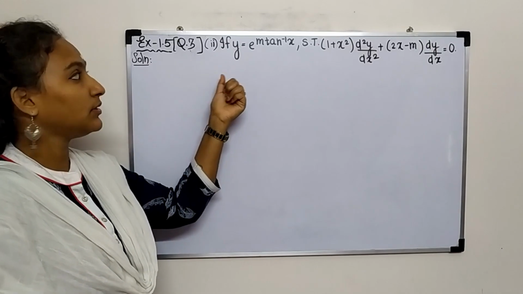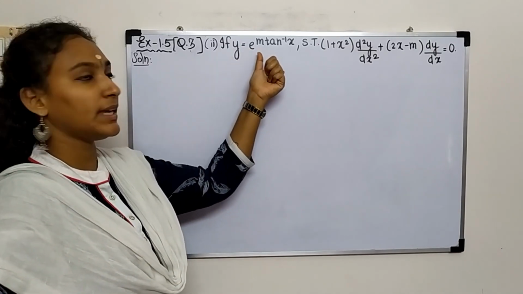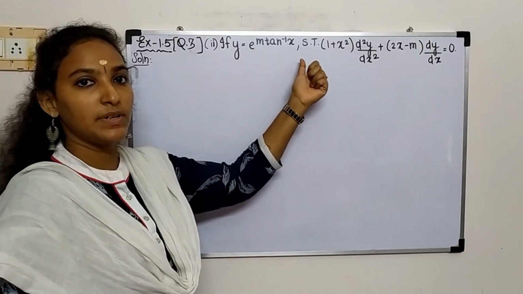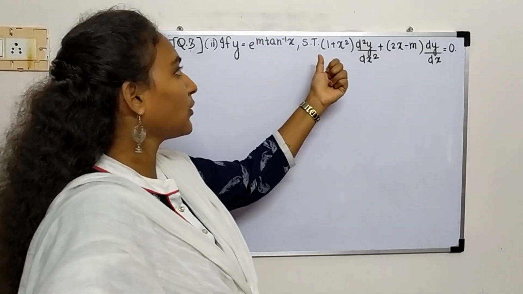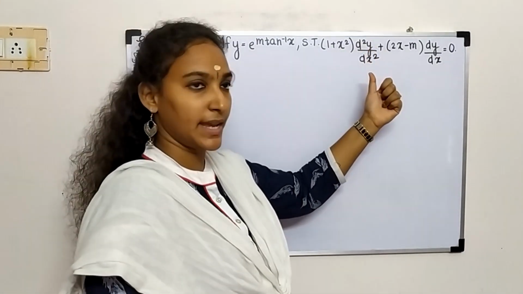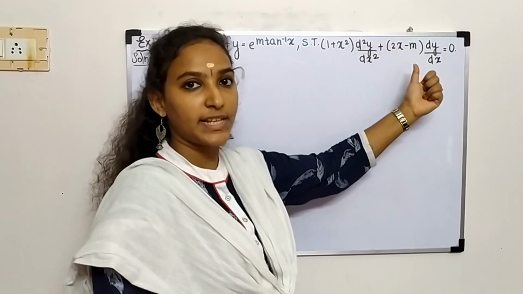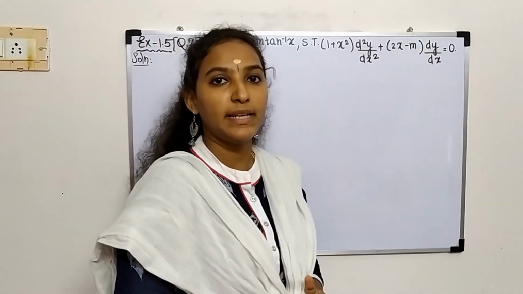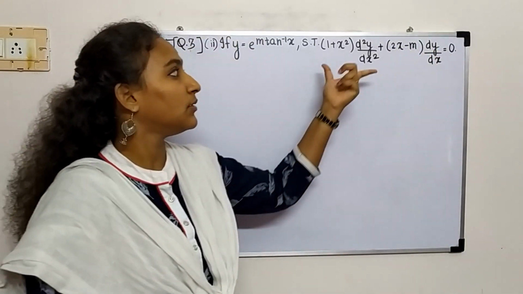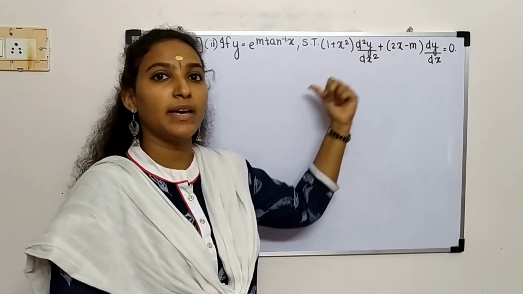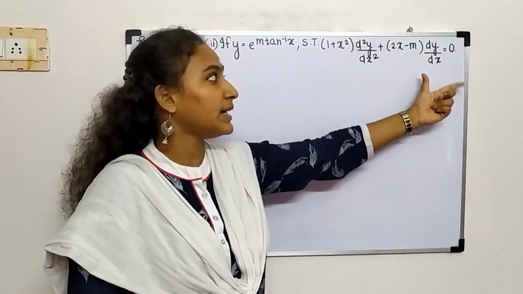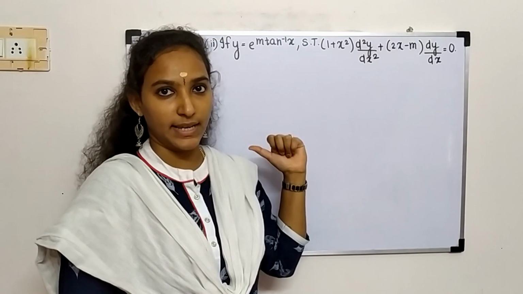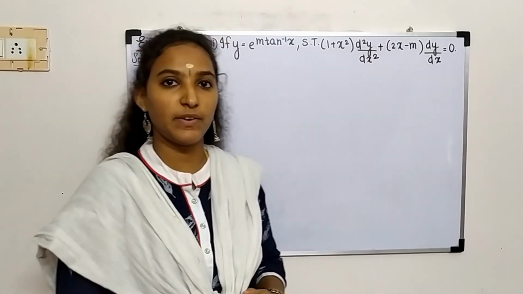See the second question. We have, if y equal to e power m tan inverse x, show that 1 plus x square d square y upon dx square plus 2x minus m dy by dx is equal to 0. From this you can understand that we have to find dy by dx and d square y upon dx square. Let us start with dy by dx.